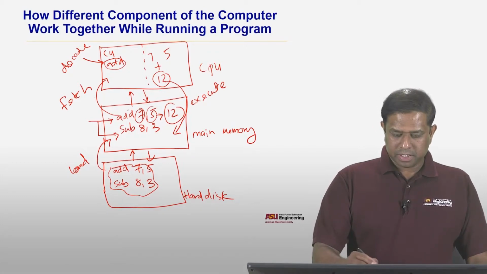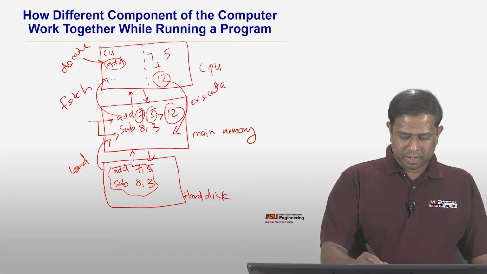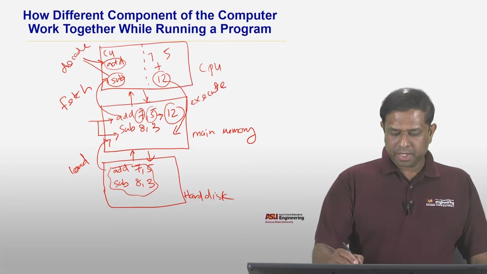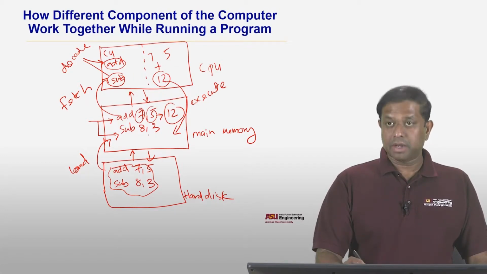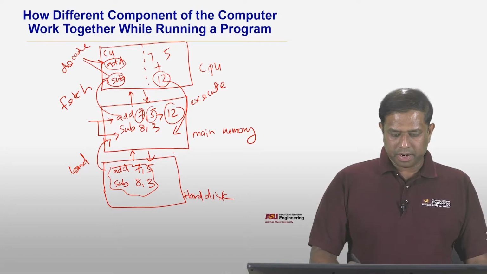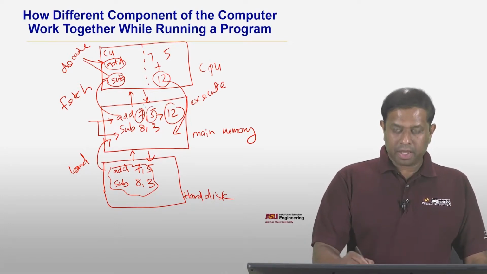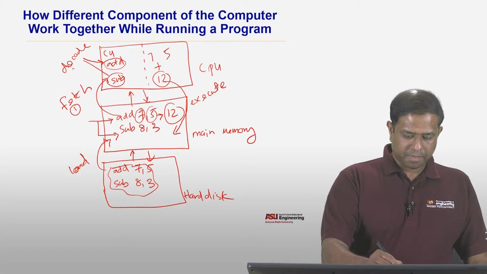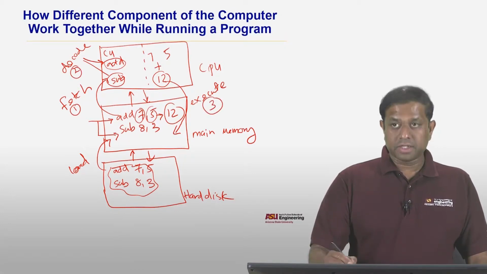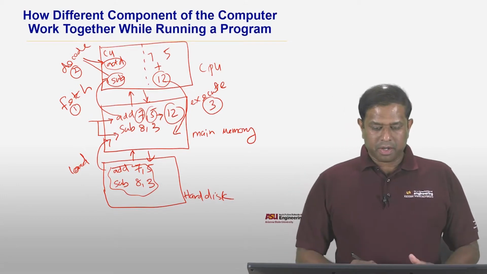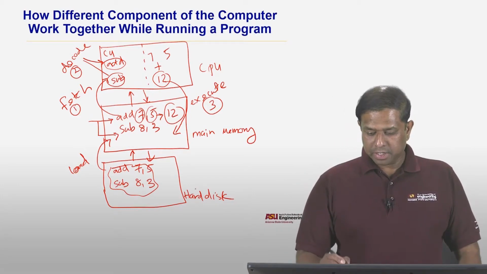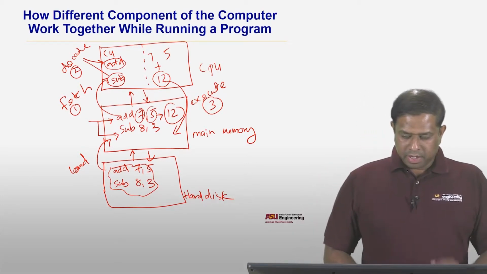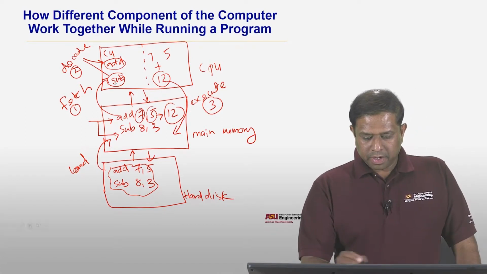We follow the same process, that is fetch, and sub will be fetched, then decoded, then executed, and the result will be sent back to the main memory to store it temporarily. All right, so for each and every instruction that we have in the main memory, we follow the fetch, decode, execute cycle. That basically is a process of coordinating the hard disk, main memory, and the CPU in executing a program of this nature.